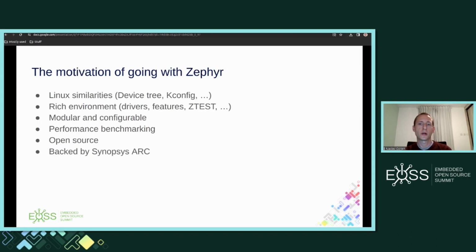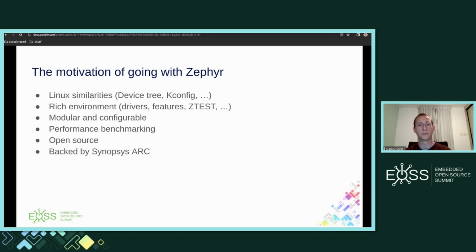Why did we choose to develop our Gen 3 SoC using Zephyr? As I said before, our Gen 2 SoC was Linux-based. Our developers are already well familiar with Linux concepts such as device tree and Kconfig, which are also present in Zephyr. Zephyr is a rich environment in terms of supported drivers, features, the Ztest environment, and more. Zephyr is a modular and highly configurable OS. We saw that we can use it all along the boot flow, each stage of the boot flow with its own configuration and footprint limitation.